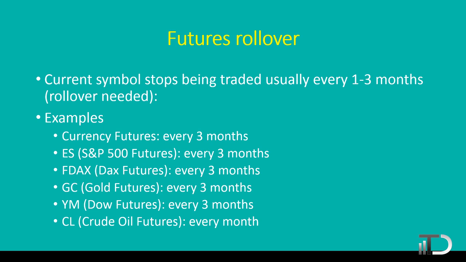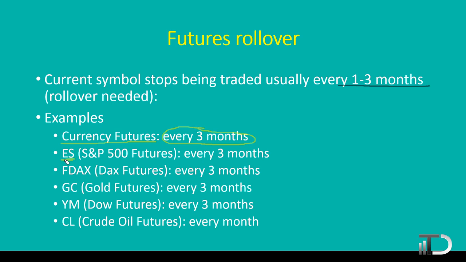The expiration of different trading symbols, different futures instruments, sometimes differs, and usually the current symbol stops being traded every 1 to 3 months. Which means that a rollover is needed every 1 to 3 months. So here you can see some examples. For currency futures, like for example futures on the euro, Australian dollar, Japanese yen, Canadian dollar, Swiss franc or New Zealand dollar, all those futures on the major currencies expire every 3 months, which means that every 3 months you need to do the rollover.